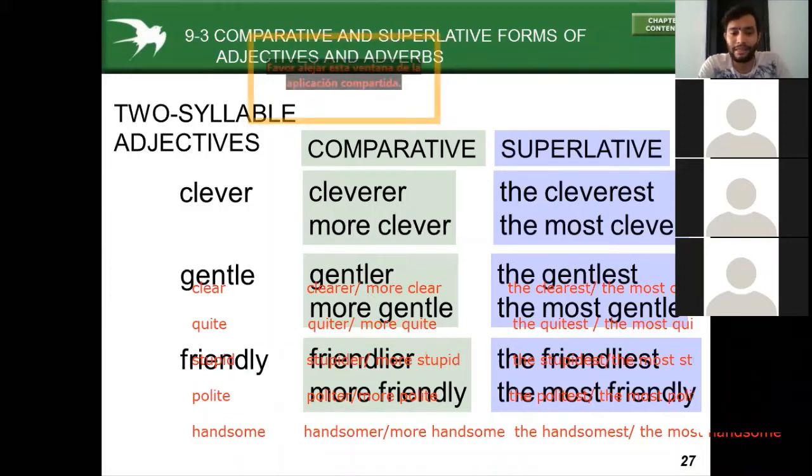Y en el caso de handsome, pues more handsome es la manera más común, right? Pero ustedes pueden usar lo que ustedes quieran, no necesariamente porque es más común o lo otro, no. Al final está bien dicho si lo dicen de una manera o si lo dicen de otra. So, is that clear, guys?